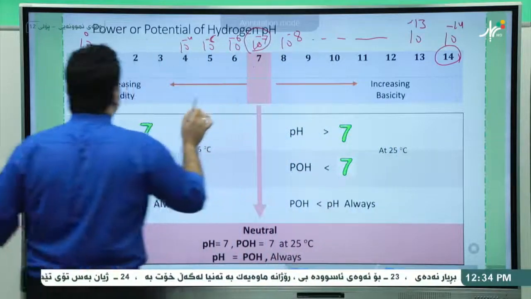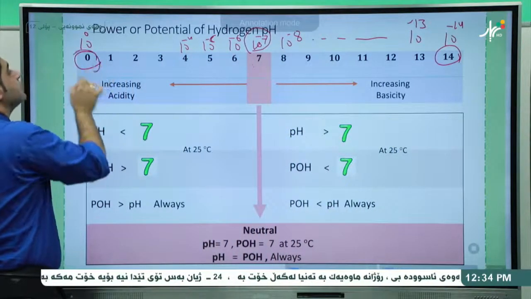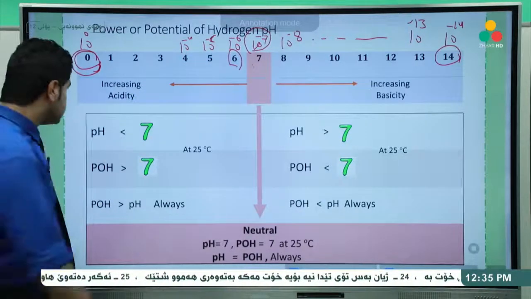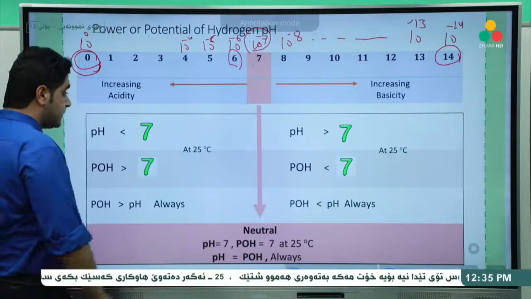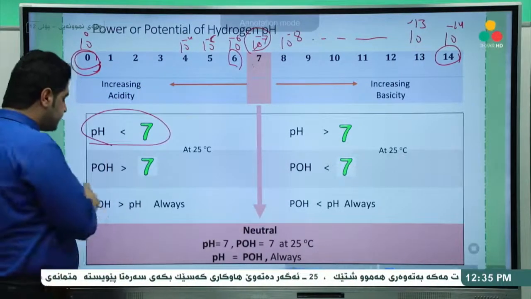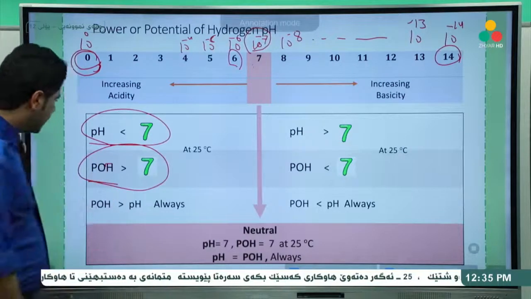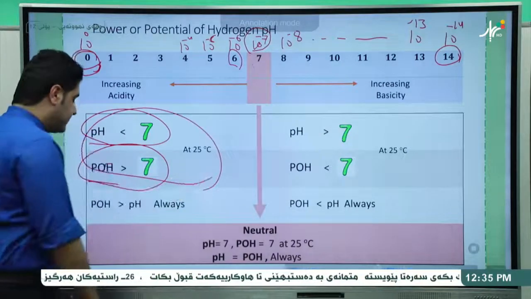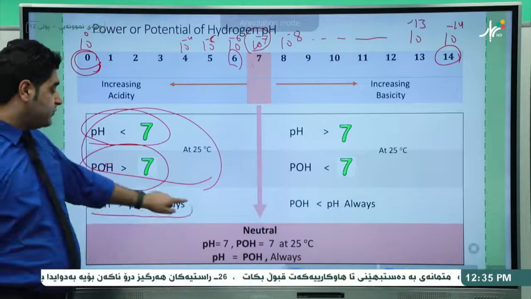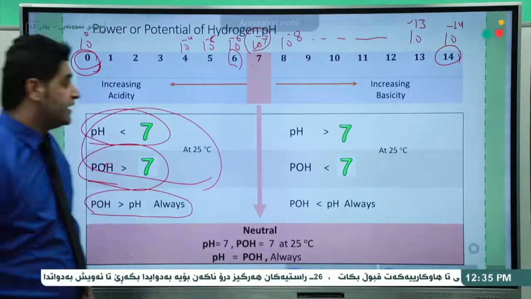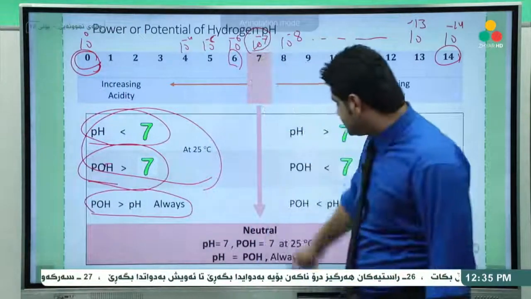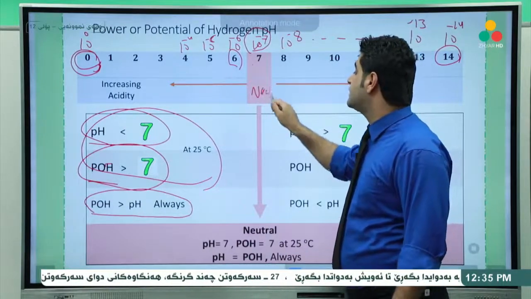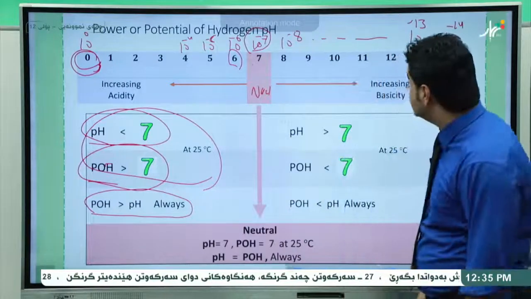In this area, there's increasing acidity. For 0, it's maximum acidity. For 6, it's the weakest acid, or 6 point something until 7. Now, pH smaller than 7, pOH bigger than 7. What's pOH? Wait. It's true at 25 Celsius degrees, but it's always true for the aqueous solution of acids that pOH is bigger than pH. And here we have neutrals such as water, or neutral salts such as NaCl or KCl or KNO3.